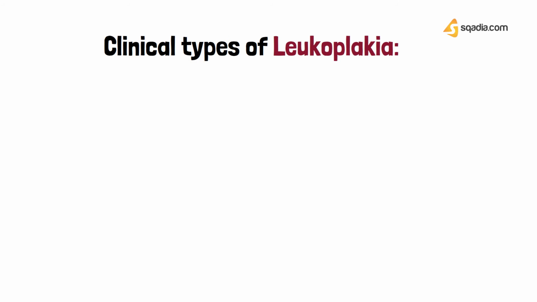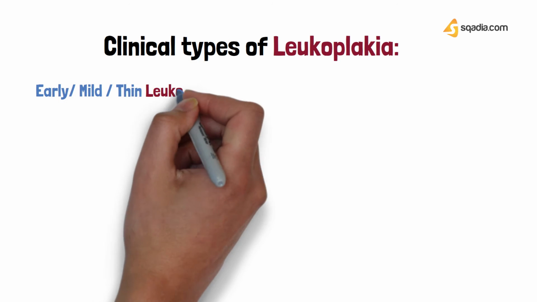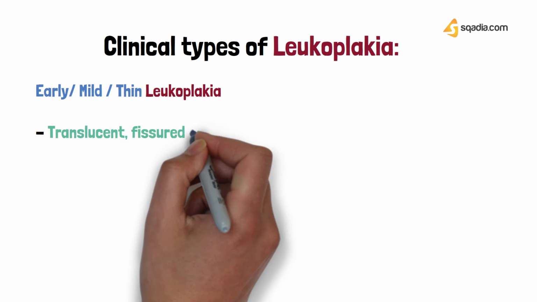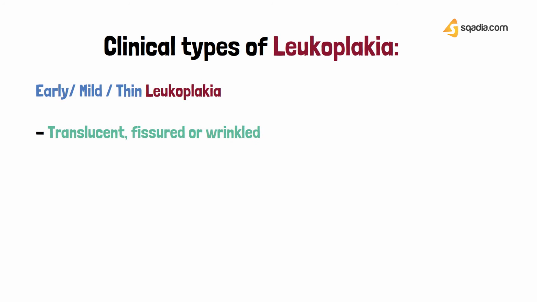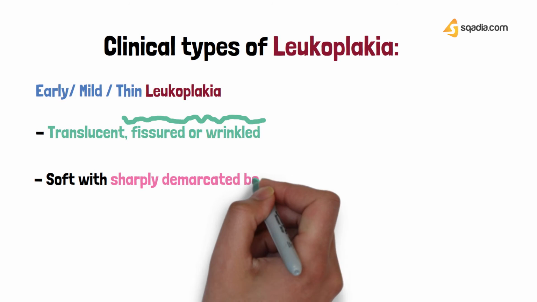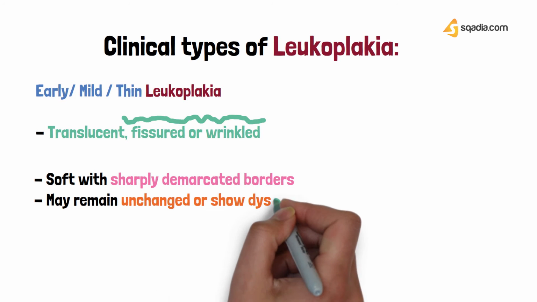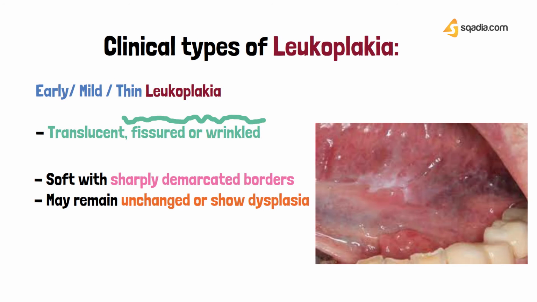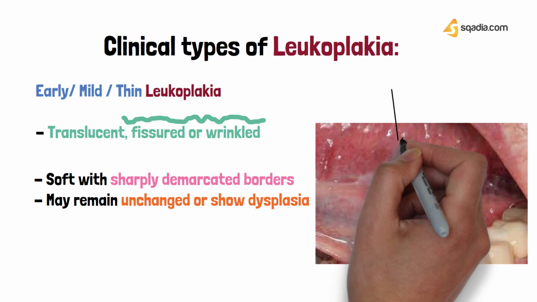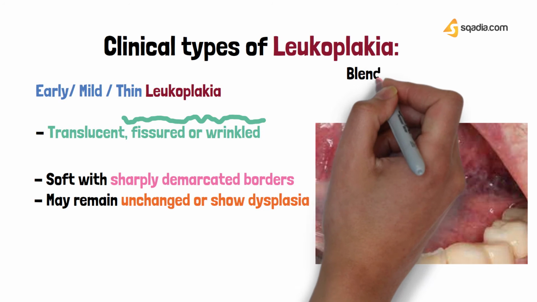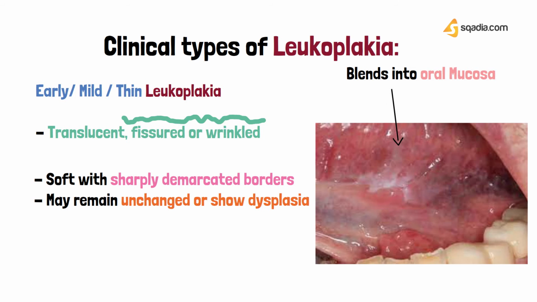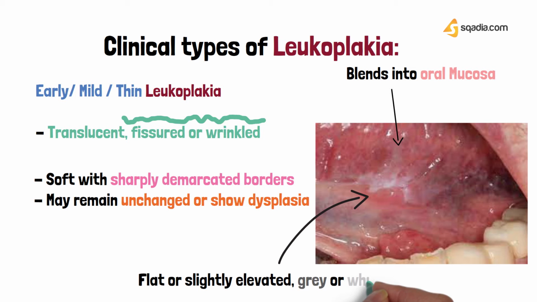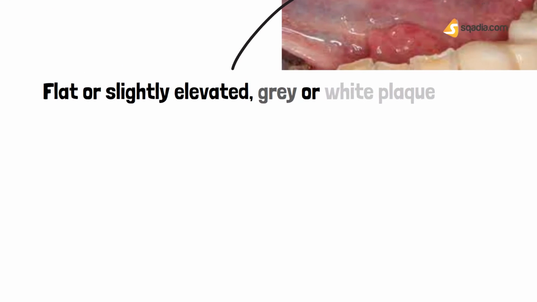There are many clinical types of leukoplakia. First, we're going to look at the thin leukoplakia, also known as early or mild. It is translucent, fissured, or wrinkled. It is also soft with sharply demarcated borders. And it may show dysplasia sometimes. This is the lateral surface of the tongue. It has a white lesion. It blends well into the oral mucosa. And we can also appreciate that it may be flat or it could be slightly elevated in some cases.